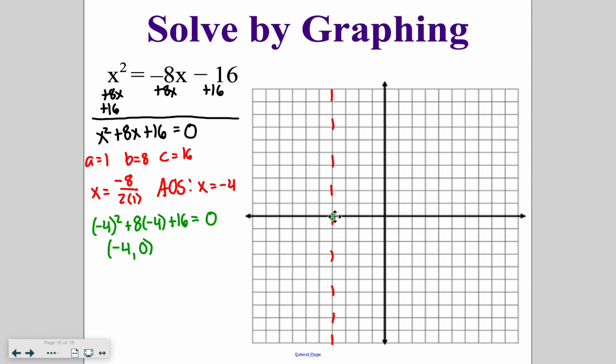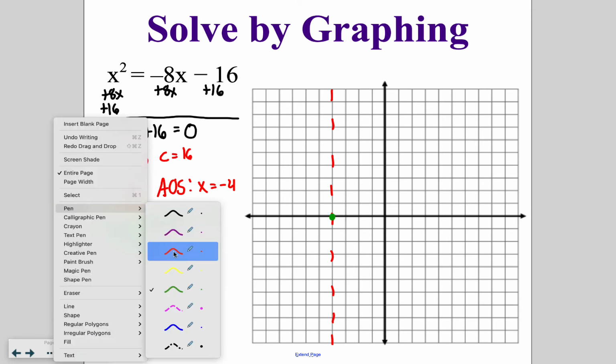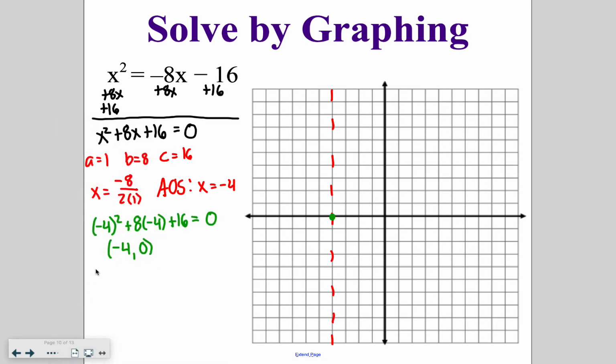So now I need to start plugging in other points into my problem. To the right of -4, I have -3. So when I plug that in, I'm going to have -3 squared plus 8 times -3 plus 16. And that is going to give me an answer of +1.